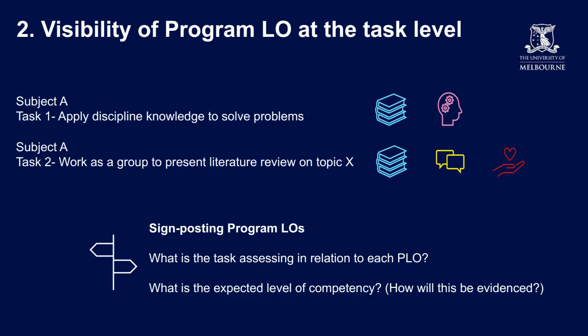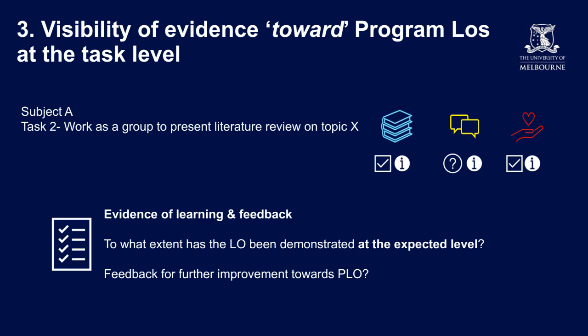The remaining approaches focus on mechanisms to ensure we are actually evaluating and monitoring the developmental progression of learning outcomes. This includes signposting how different assessment tasks are actually assessing different program learning outcomes and the level of competency that students are required to demonstrate at different stages of their degree. This then needs to be evaluated and reported back to the student in terms of how well they have demonstrated the learning outcome at the expected level within the bounds of the task.